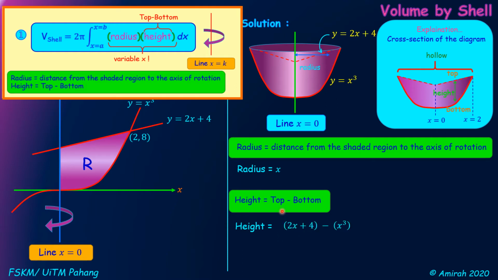So we can replace top with 2x plus 4, which is the top function here, and then minus bottom. We replace bottom with x cubed, this curve. So x cubed is the bottom function. After that, we simplify, so we get 2x plus 4 minus x cubed. So this is our height and radius.